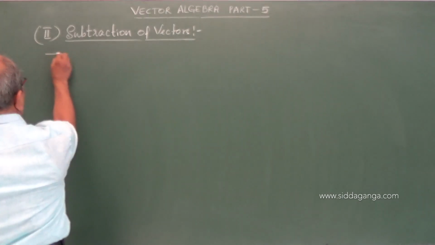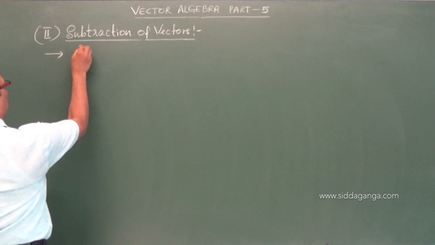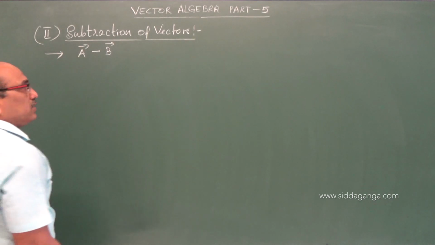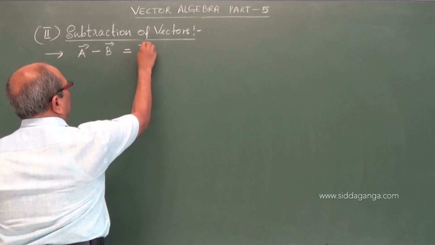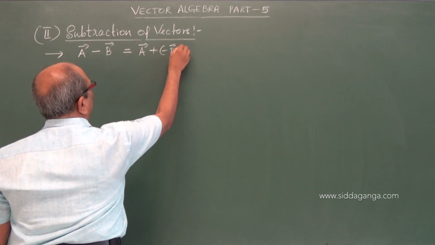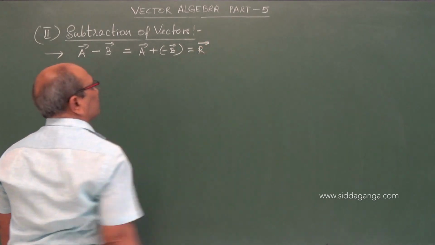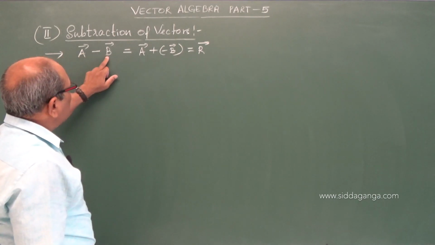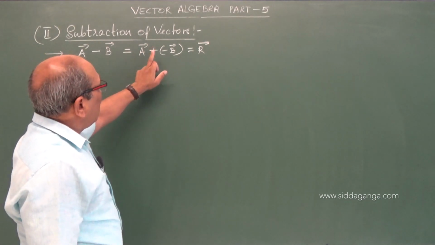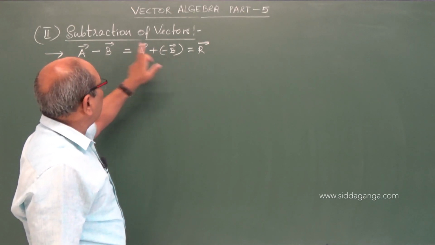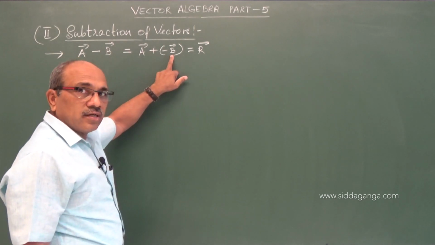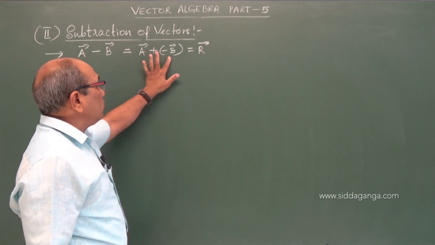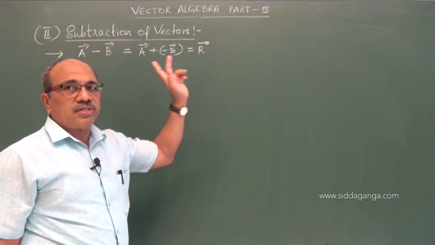In notation, if we have two vectors A and B and I want to subtract A minus B, mathematically I can write A plus of minus B, which is a resultant vector R. Subtracting vector B from A is nothing but addition of the negative vector of B. Whichever vector you want to subtract, take its negative vector and add it to the first one. That gives you the subtraction of vectors.